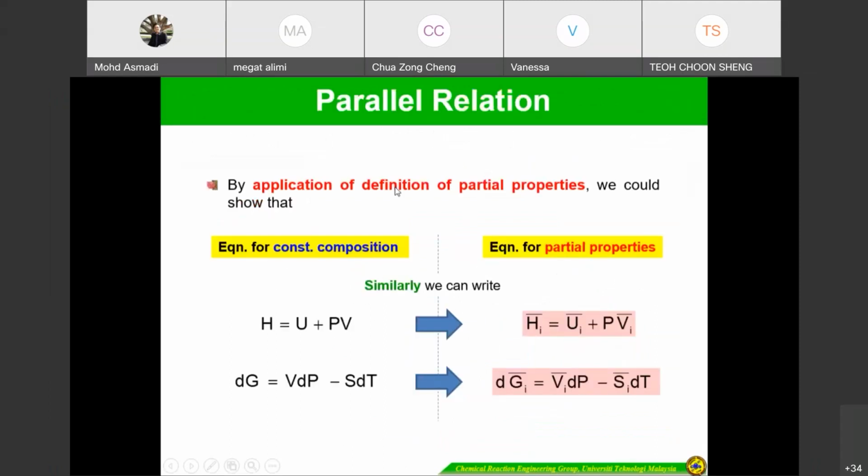Okay. So the equation for constant composition: H equals U plus PV. Similarly, dG equals V dP minus S dT. These are the fundamental property relations, right? And when you write them in terms of partial properties, they will have a bar. So this is the application of partial properties too.